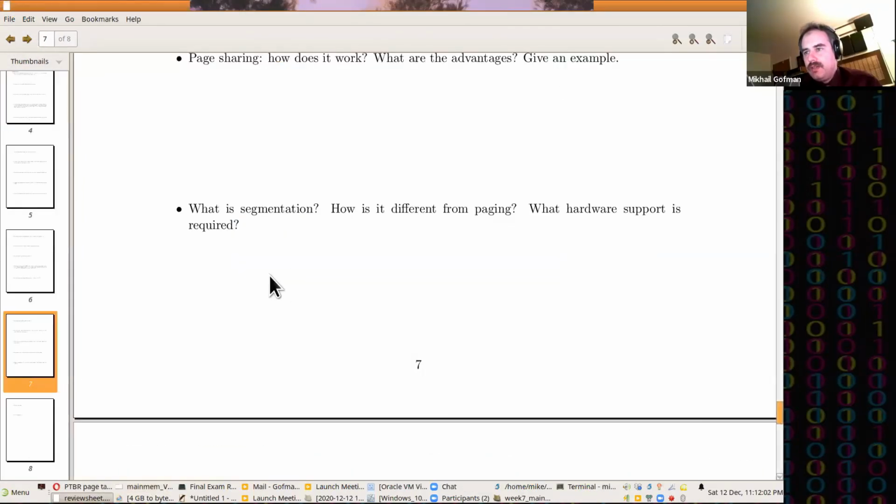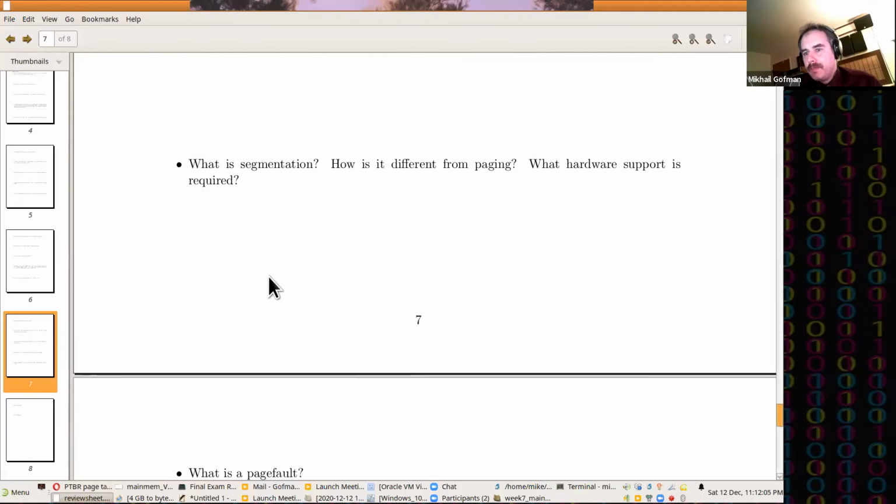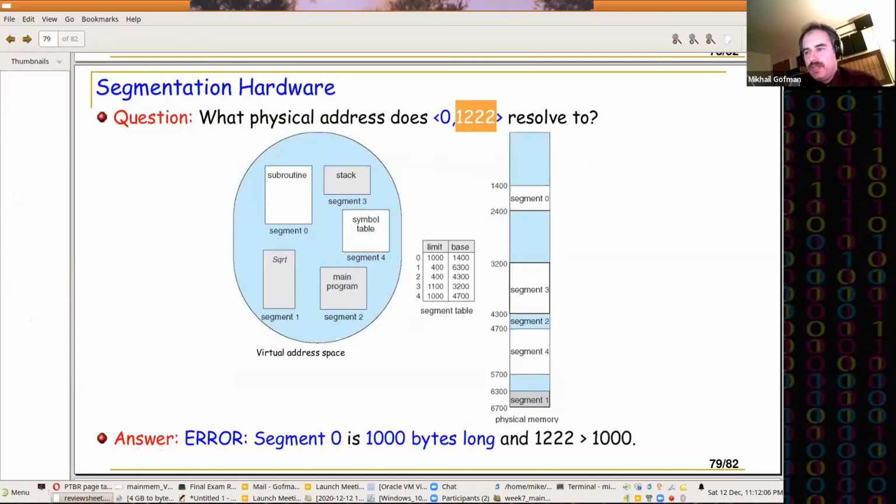The next one asks us, what is the difference between segmentation and paging? So segmentation divides the memory into a bunch of contiguous segments, and it resolves virtual to physical using the segment offset format rather than page offset. And segmentation divides memory into a bunch of variable sized segments.